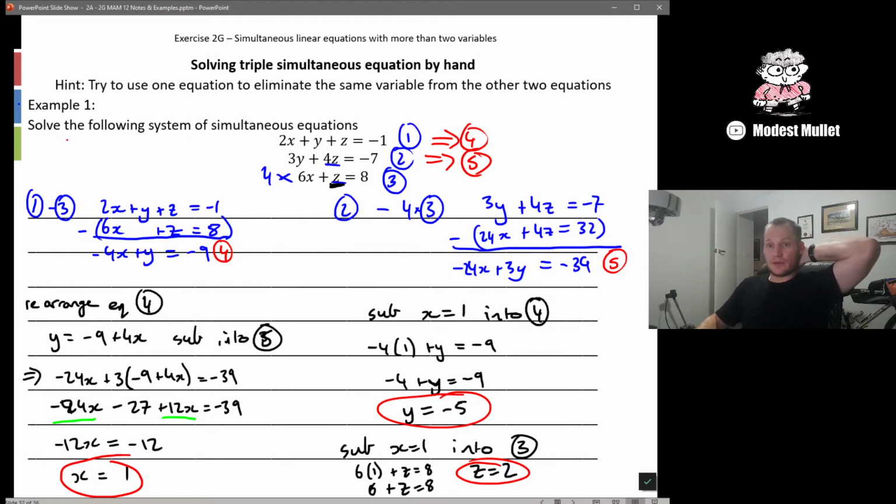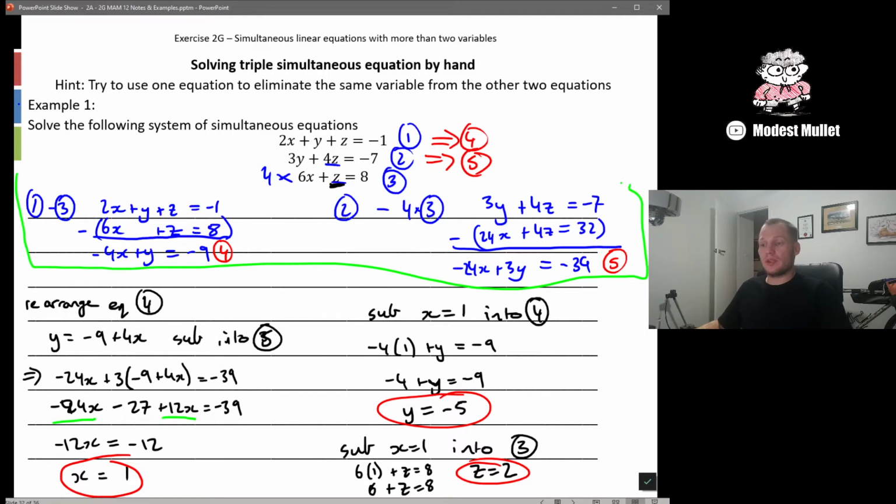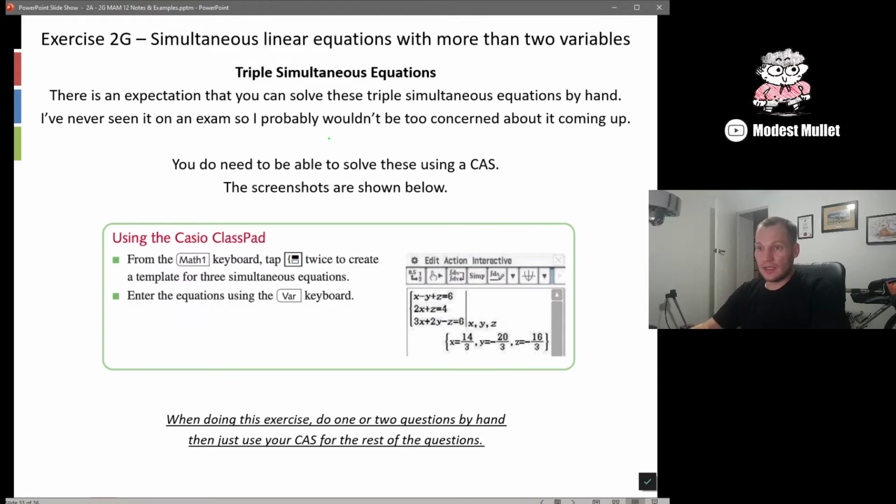So it's just this first bit up here, that's the new bit. Use one of the three equations as an eliminator for the other two equations to get rid of one variable, and you need to get rid of the same variable. There's no point using equation 3 to get rid of z in equation 2, and then using it to get rid of x in equation 1, because you're still left with 3 variables. So yeah, that's how you go about it.